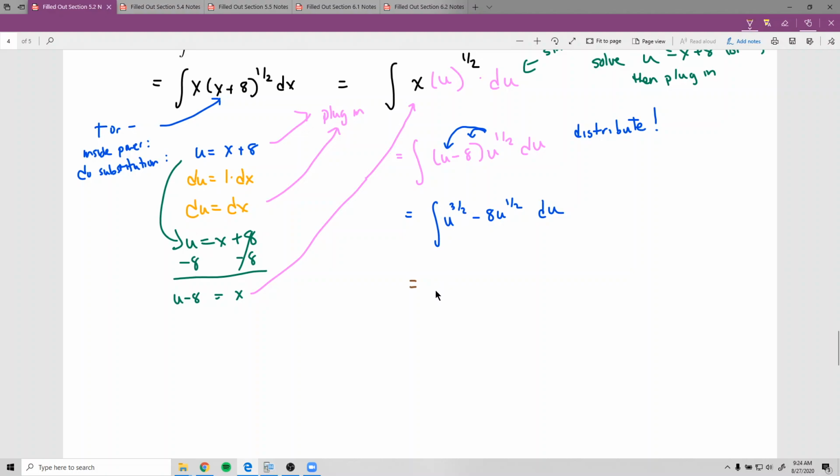When we integrate u to the 3/2, we add 1 to the power. 3/2 plus 1 is 5/2. We divide by the new power of 5/2 minus 8. And then when we integrate u to the 1/2, we add 1 to the power. 1/2 plus 1 is 3/2. Divide by that new power of 3/2. And then plus c.